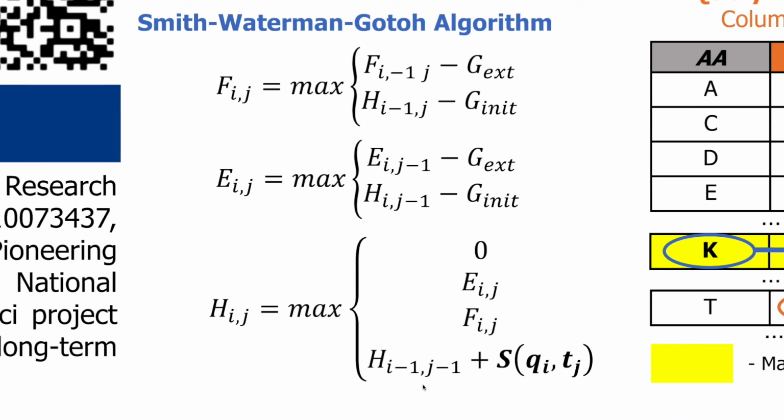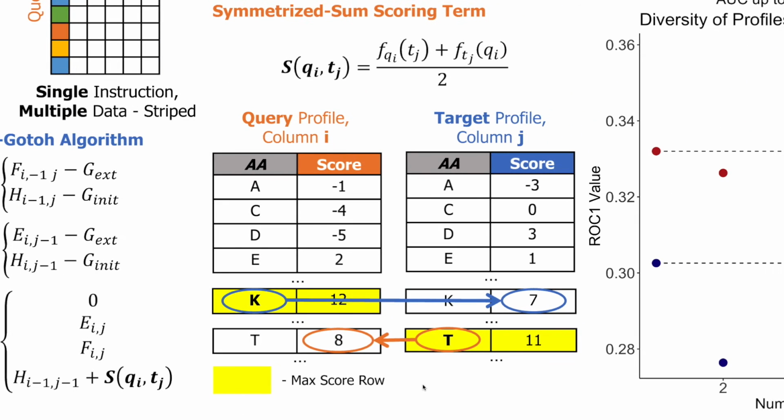We've also redefined the scoring for each residue pair of the query and target, denoted as S(Qi, Tj). We call this the symmetrized sum scoring term. Suppose you're comparing the query profile column i with the target profile column j. Then take the consensus letter of the column Qi, which would be the highest scoring amino acid in that column, K in this case, and access the score of this letter in the target profile column j, 7 in this case. This will be the F(Qi, Tj) term, and by repeating the same for the target side, we obtain the F(Tj, Qi) term. By taking the average between these two terms, we have our profile scoring term for the Smith-Waterman algorithm.